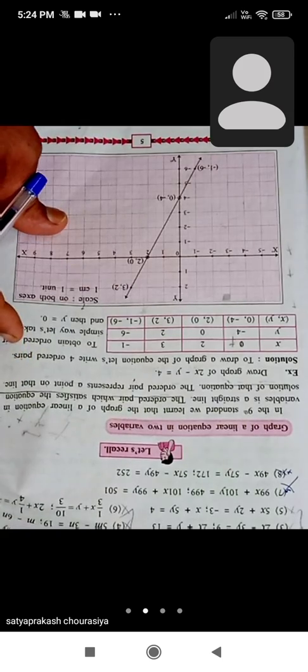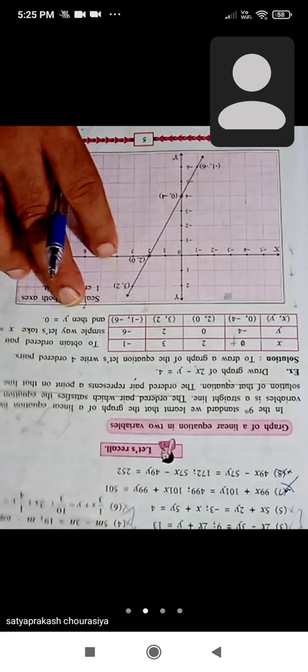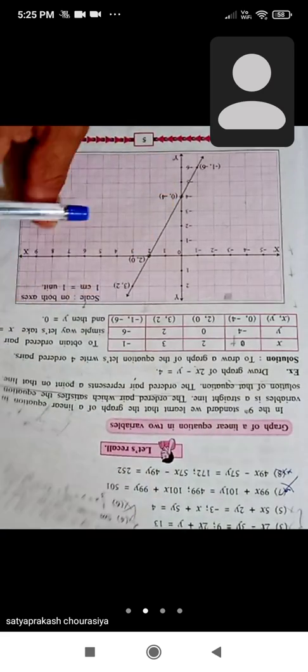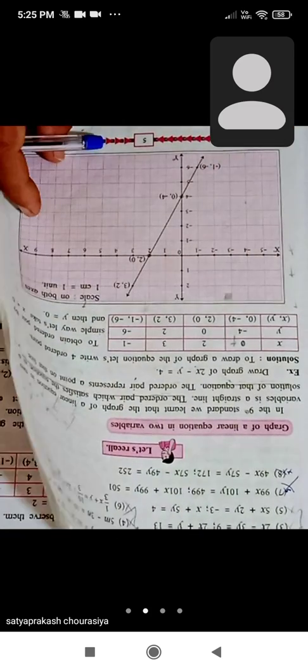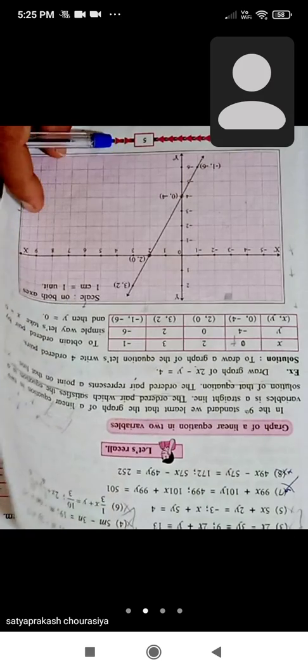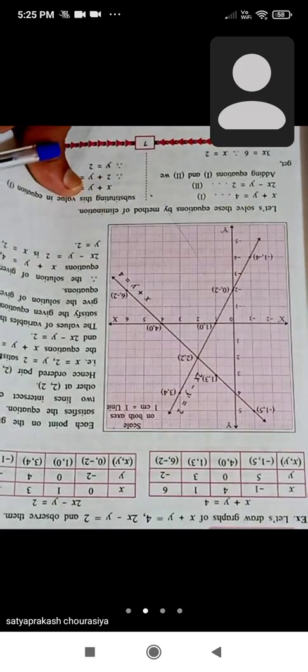points on the graph paper. You will find that the line is passing through 2 and minus 4. Now here only one equation is there, but when there are two equations, then the point of intersection will give you the solution of those equations.